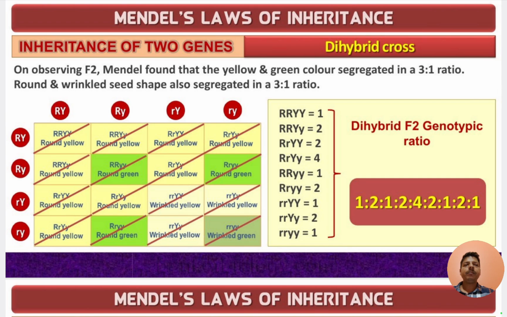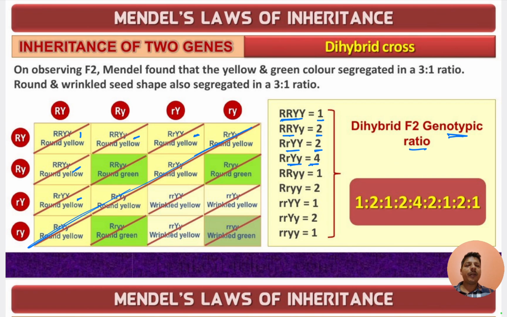Again, if we find out the genotypic ratio, then what will it be? Here you can see this number will be 1, and this type of structure we can find out 2 are there, this one and this one, that's why it is mentioned 2. This structure also 2 are there, this one and this one. This structure 4 are there, like this, all 4 are here.